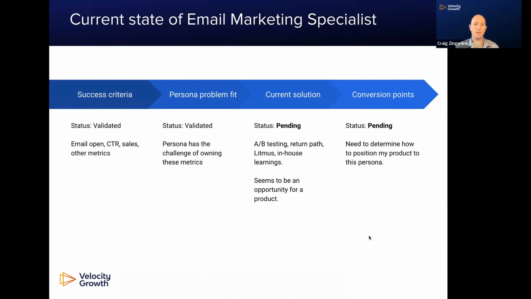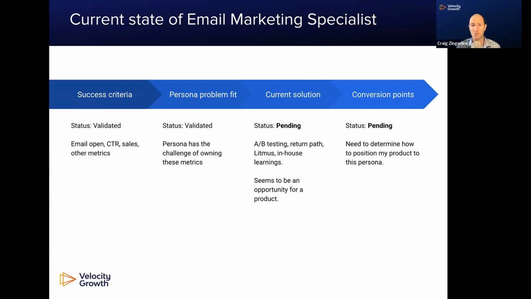When I think about this linearly, the current state of the email marketing specialist, I look at my success criteria. The status of that has been validated. They look at email open rates, click-through rates, and other metrics. If I look at the problem persona fit, that's also been validated based on what I've heard from them. The persona has the challenge of owning these metrics. Their current solution, I still don't exactly know, but they use A/B testing platforms, Return Path, Litmus. They've got in-house learnings to learn how to become better at their job.